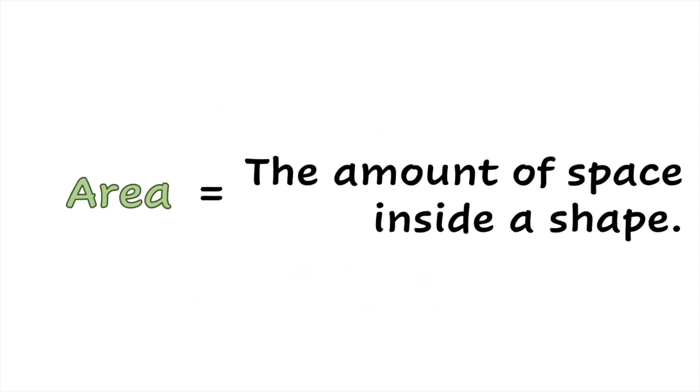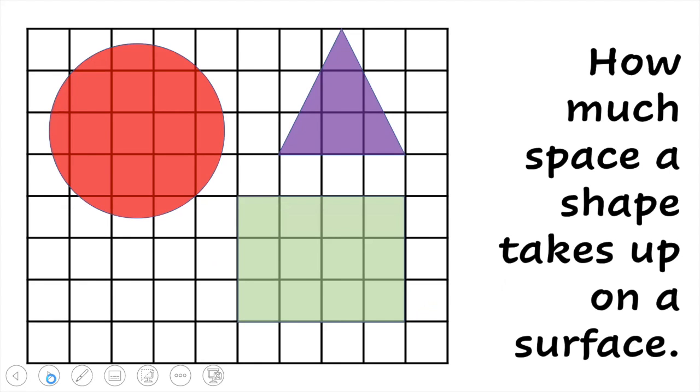Area is the amount of space inside a shape. Another way to think of area is how much space a shape takes up on a two-dimensional surface. The reason why I bring this up is because when you come up with your product of measuring area, that unit, whatever unit it is, is squared.